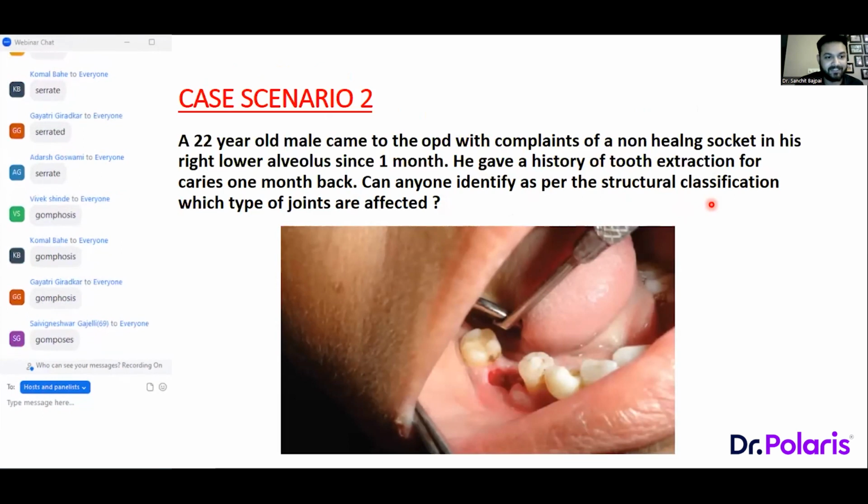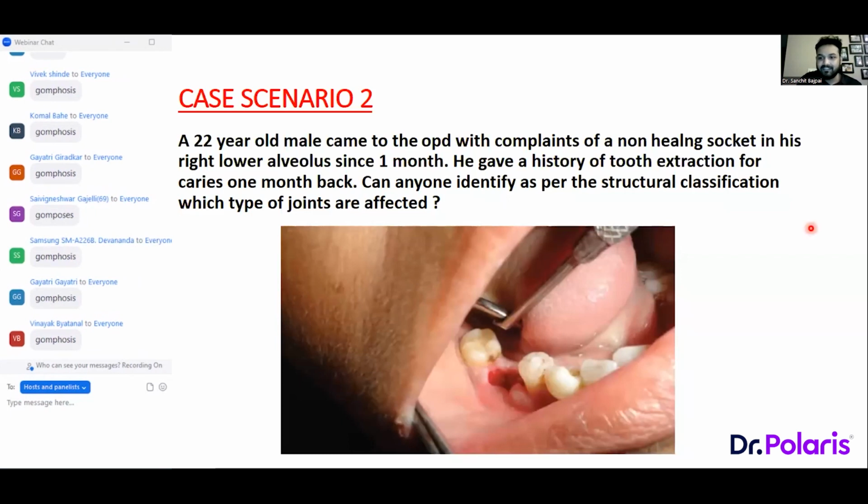Okay, we have Vivek who has answered gomphosis first. Can we have Vivek on the mic first, please? Whoever answers first will get the reward. Yes, can we have Vivek on the mic, sir? I want to talk to Vivek because he has answered right.